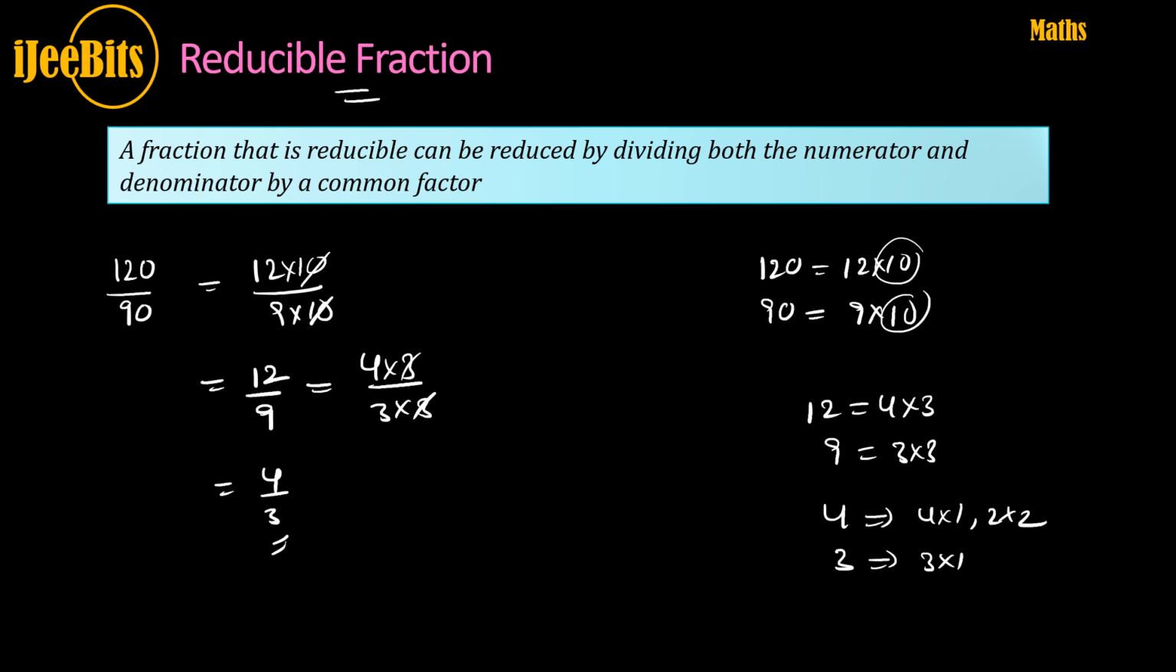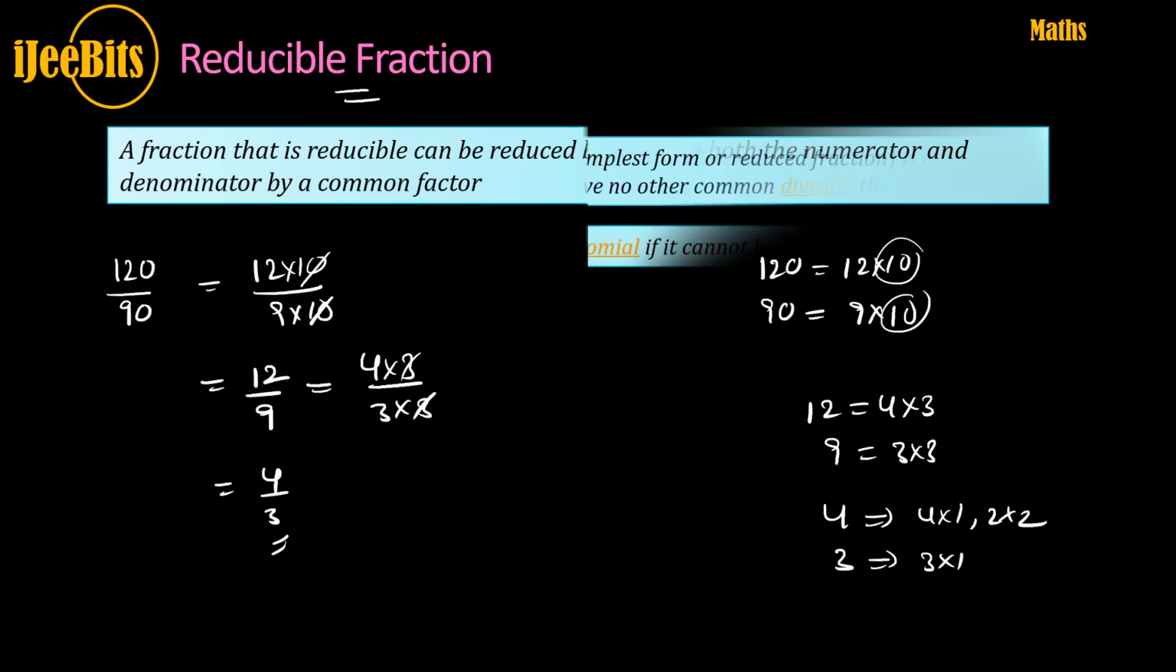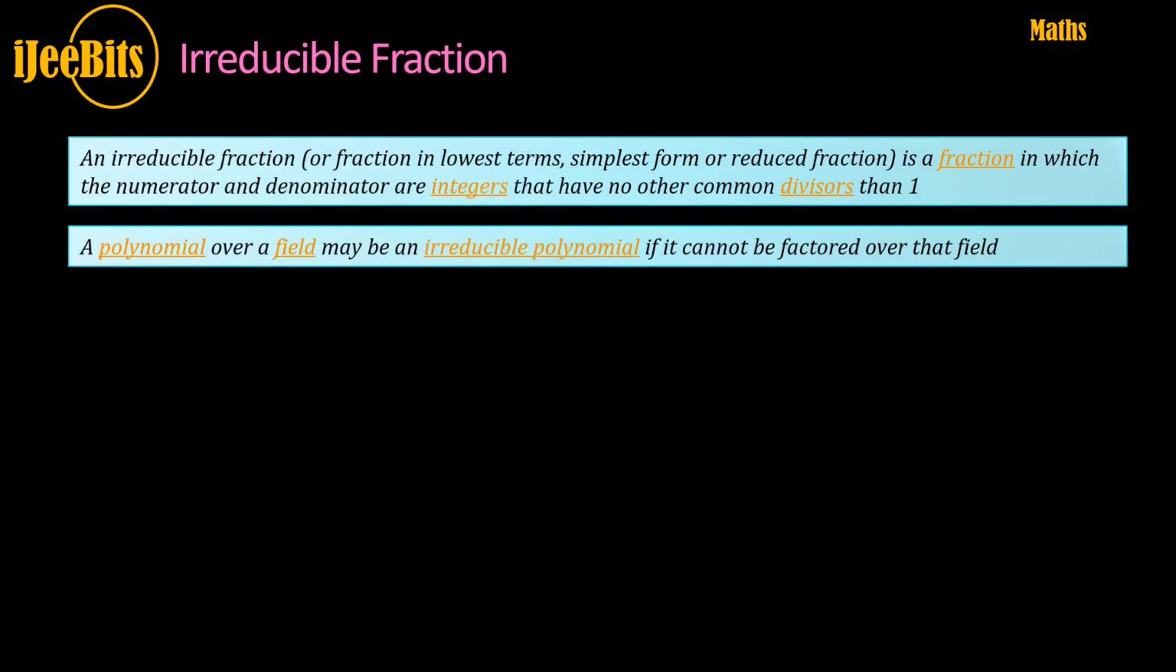Okay, let's look at the next one. Now let's see irreducible fraction. How do you define it? An irreducible fraction, or a fraction in lowest terms, simplest form, or reduced fraction: if a fraction is already reduced and you cannot reduce it further, such a fraction is called an irreducible fraction. The numerator and the denominator are integers that have no other common divisor than 1.